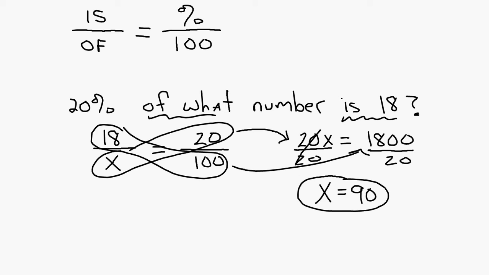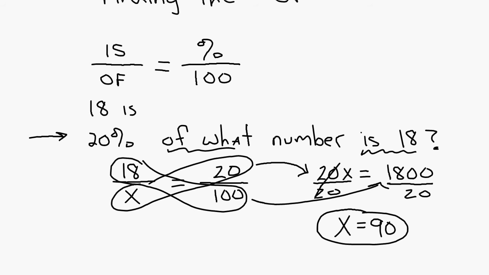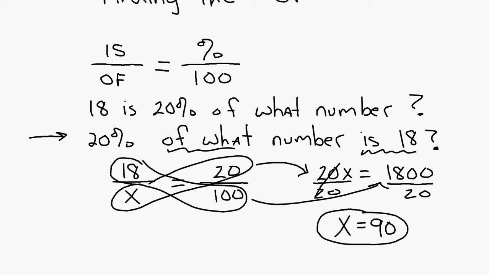Now, please understand that this was the question: 20% of what number is 18? And that's how you set it up, and that's how you answer the question. That question can also be written as 18 is 20% of what number? Please understand that these two things are the same. All right? They both are asking the same question. It's just that the sentence is restructured.